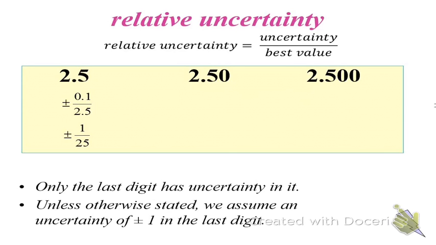The next one, the uncertainty 0.01 divided by 2.50. You divide that out and you get 1 in 250 parts. This one, the uncertainty 0.001 divided by 2.500, in terms of a fraction, is 1 in 2,500 parts. Okay, that's the relative uncertainty.